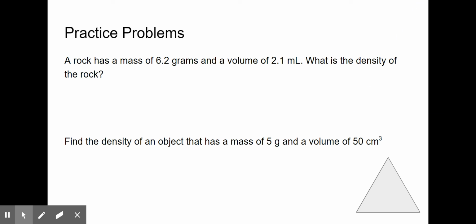Hope you followed along and understand a little more about density. We've got some things still to work on, though.